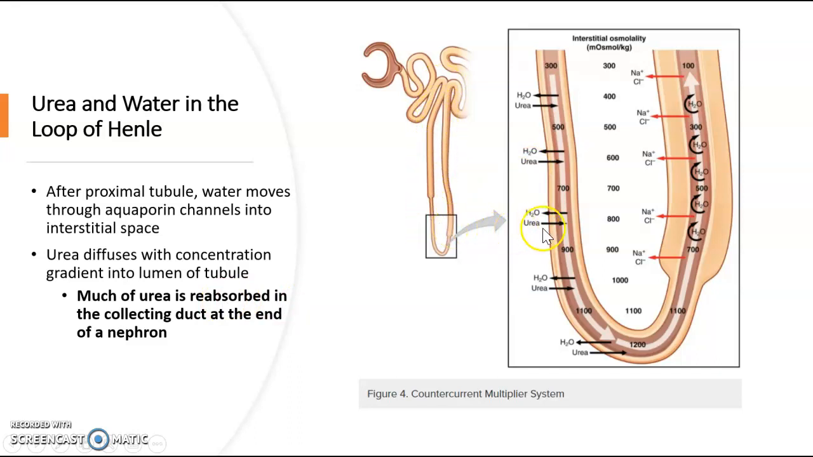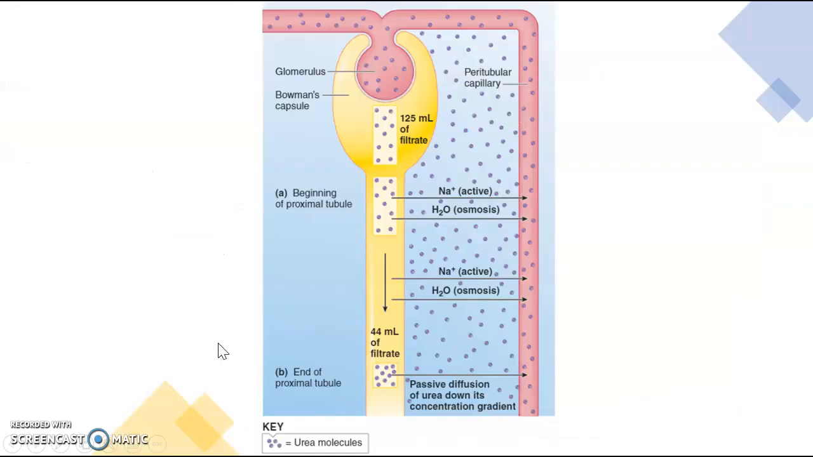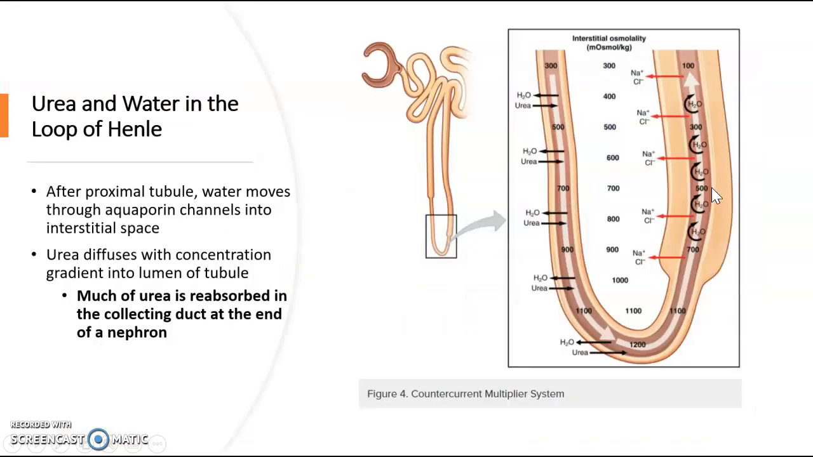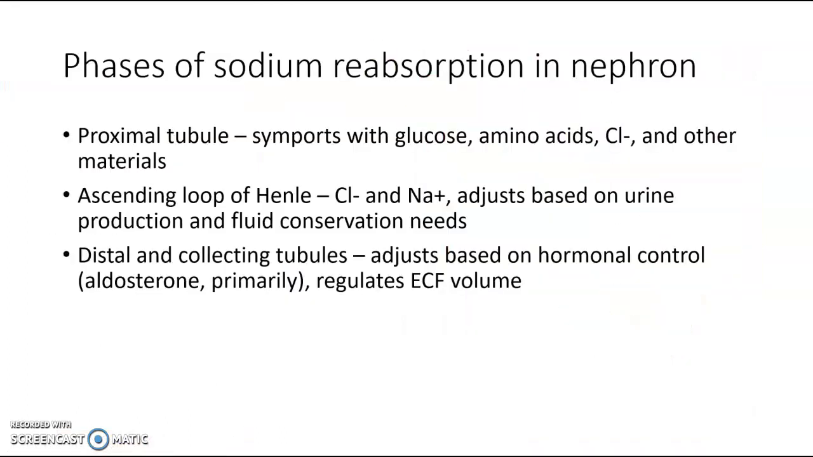And then we're bringing urea back into the tubule, but most of this urea is actually reabsorbed in the collecting duct at the end of the nephron. If we go back to this screen, here's the collecting duct, which will go to your ureters and go back to the bladder eventually. But this is where urea will be reabsorbed in higher excess.